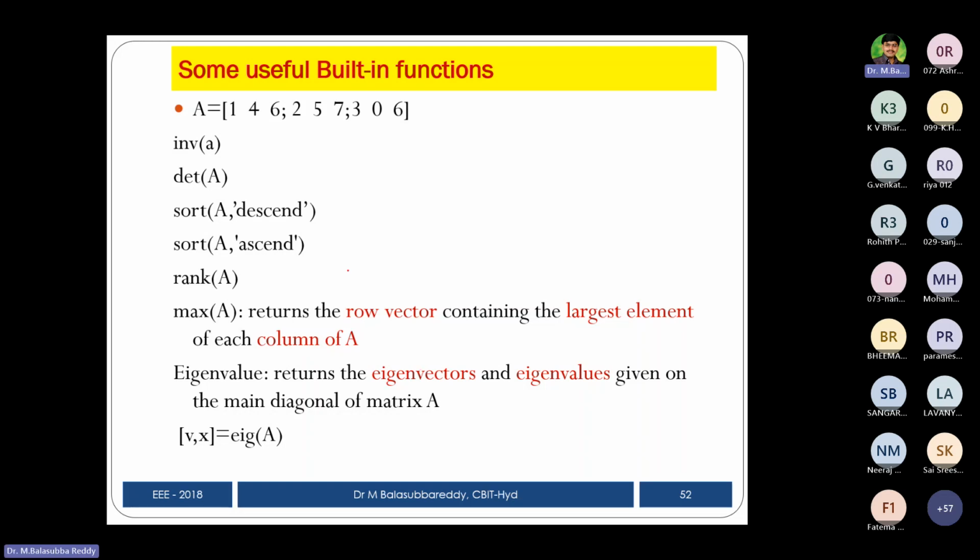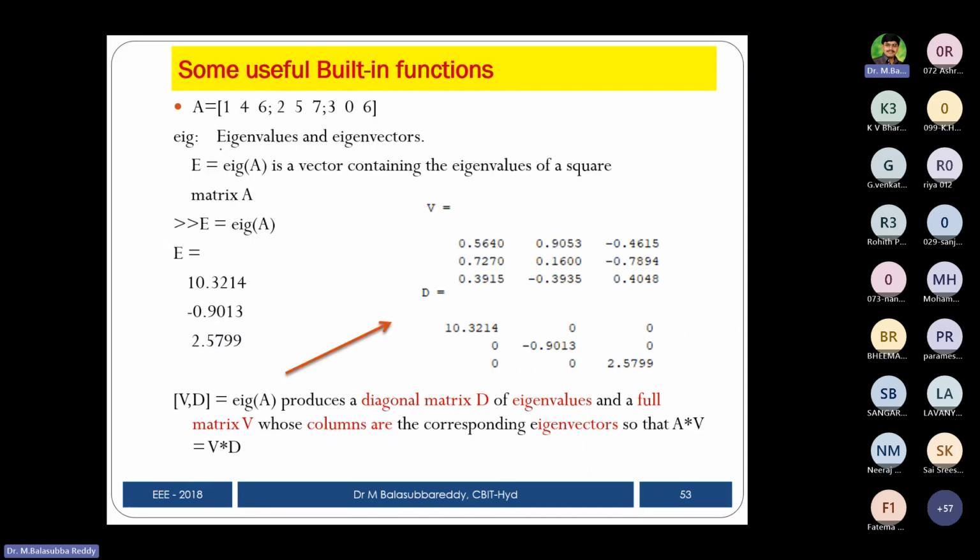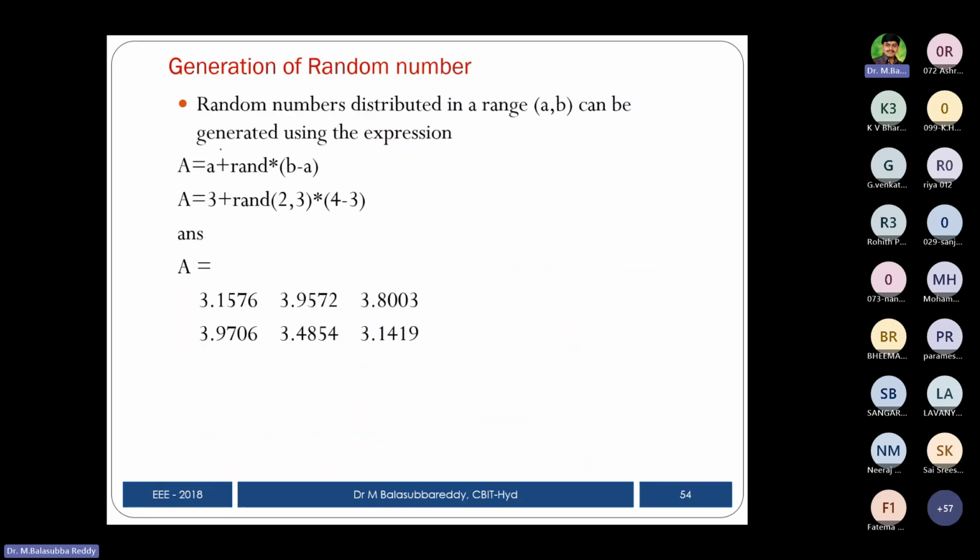Normally, some value is there. A is a matrix, and inv of A by default will give the inverse of the matrix. And det of A gives the determinant of A. Sort of A gives ascending or descending order, you have to specify. Rank of A, max of A, and eig of A gives eigenvalues. So all these things are already inbuilt keywords. Simply you use the keyword and we can easily get eigenvalues and eigenvectors and all. All these keywords are available.